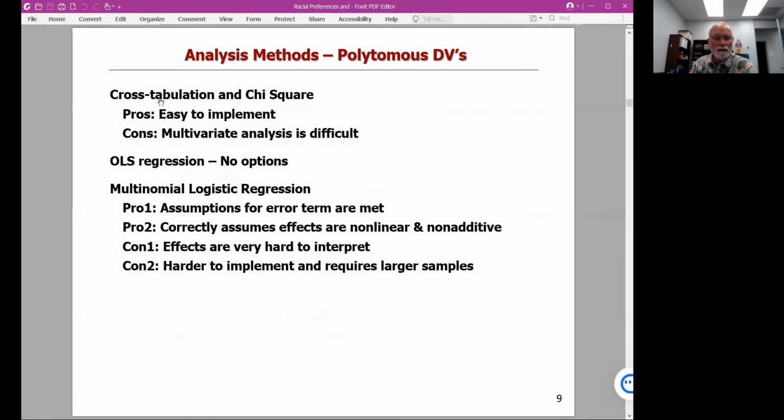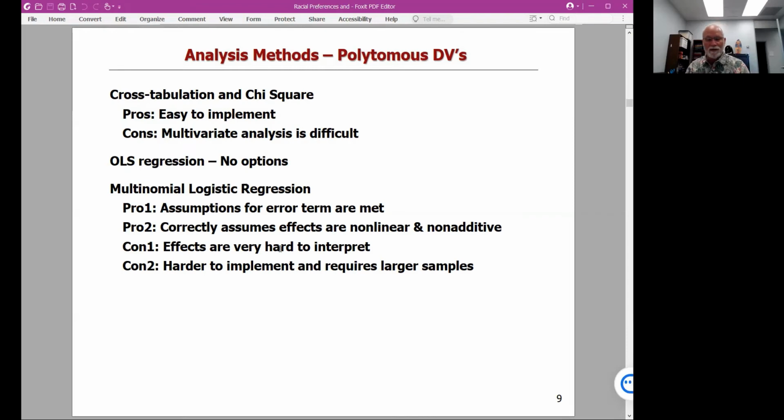I just repeated the comments on cross-tabulation and chi-square again, and then put them beside OLS regression. When we're looking at polytomous dependent variables, we could do cross-tabulation. It's got the same problems as before. We can't go very far. If we're using OLS regression, we don't have any options for analysis because OLS regression must at least assume some kind of rank order, and a polytomous dependent variable that's nominal doesn't have that. We could then turn to multinomial logistic regression. Then the error term assumptions will be appropriate. Effects will be estimated in an appropriate way that will presumably be nonlinear and non-additive.